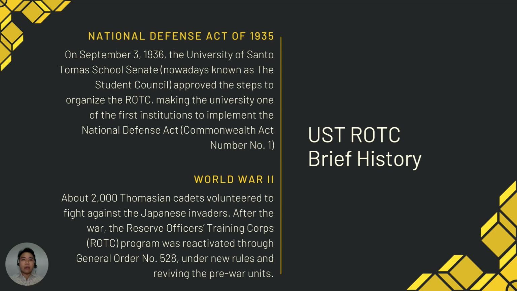It was on September 3, 1936, that the UST School Senate, nowadays called Student Council, approved the stages of organizing ROTC under the National Defense Act of 1935, also known as Commonwealth Act Number 1. It is also worth highlighting that during World War II, about 2,000 Tomasians volunteered to fight against the Japanese invaders. After the war, the ROTC program was reactivated under General Order Number 528.